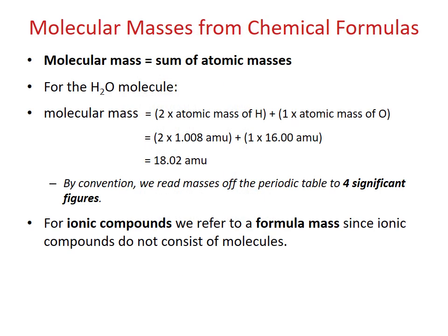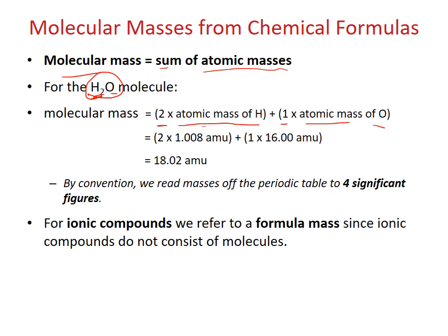We have learned atomic mass, which can be found from the periodic table. What about the mass of a molecule, or molecular mass? Molecular mass is the sum of the atomic masses within the molecule. For example, a water molecule has 2 hydrogen, 1 oxygen, so we have 2 times the atomic mass of hydrogen, 1 times the atomic mass of oxygen.